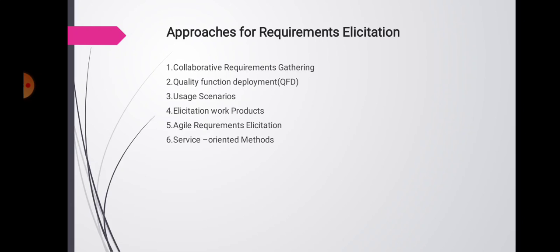For most systems, the work products include a bounded statement of the scope of the system or product, a statement of need and feasibility, any prototypes developed to better define requirements, a set of usage scenarios that provide insight into the use of the system or product under different operating conditions, and a description of the system technical environment.